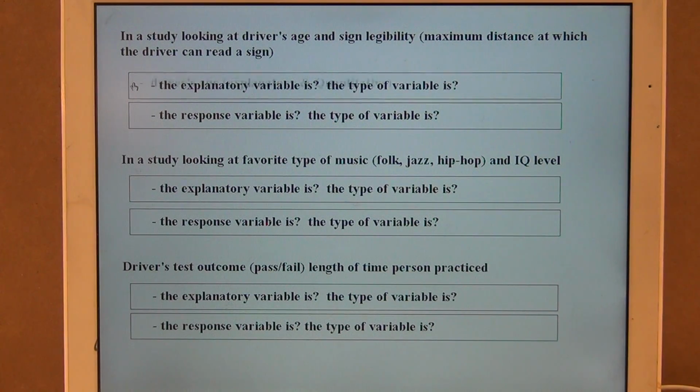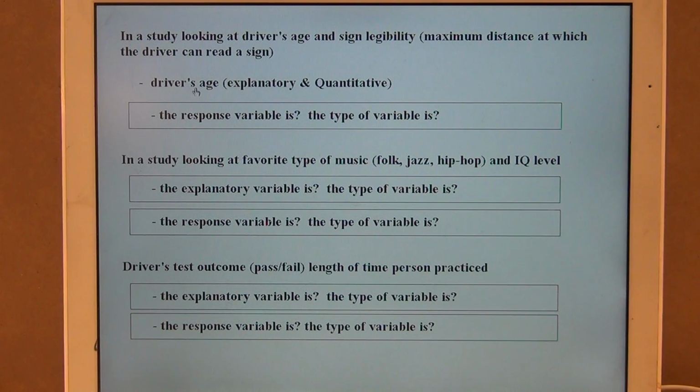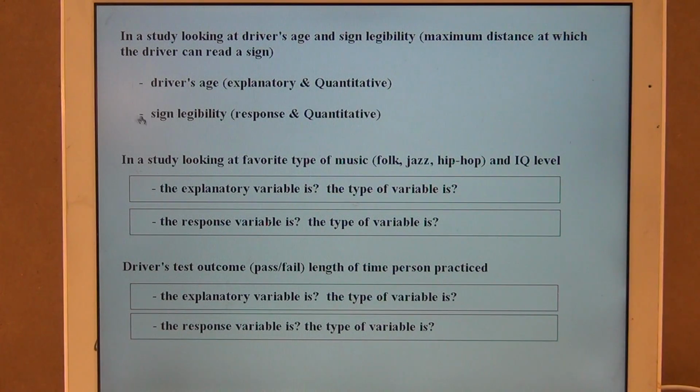Well, okay, let's take a look. The driver's age would be the explanatory variable, and age is quantitative. So the role is explanatory variable, and the type is quantitative. The sign legibility is the response variable, and that's quantitative also, because we'd be talking about distances.